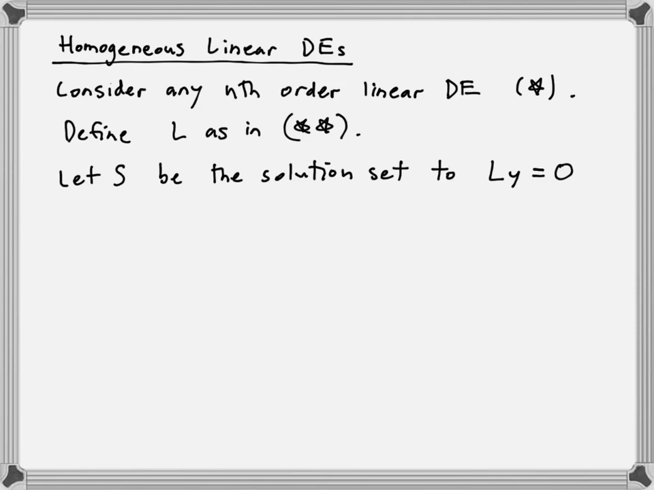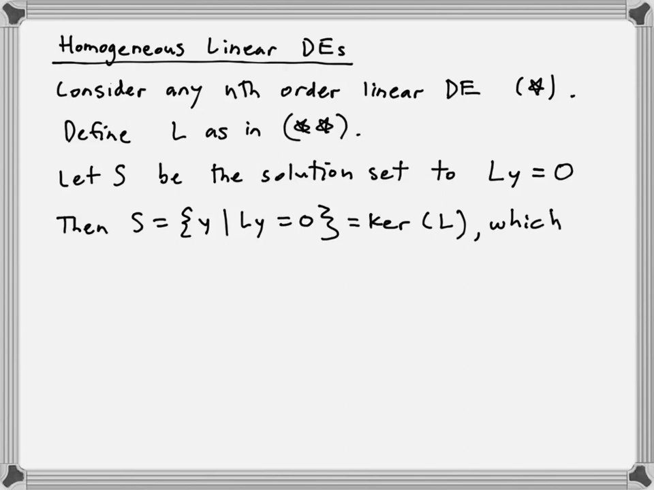We've seen this before, right? The set of all linear operators that send y to 0, the set of all y's that get mapped to 0, right? Let's write that down as a set. Remember, we're talking about the solution set, so it's a set of all y's such that Ly is equal to 0, okay? That's just equal to the kernel of L, and we know that the kernel of any transformation is a vector space. Okay? This is extremely important. It is a vector space.